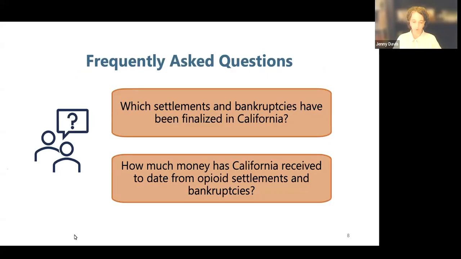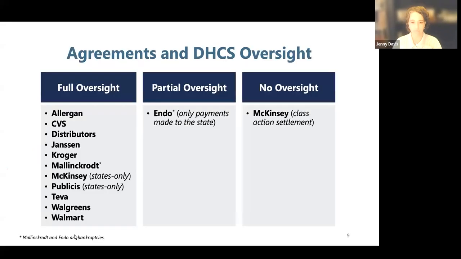So here are some questions that we're hoping to answer in the next couple of slides. The first one being, which settlements and bankruptcies have been finalized in California, and how much money has California received to date from these opioid settlements and bankruptcies? Next slide.